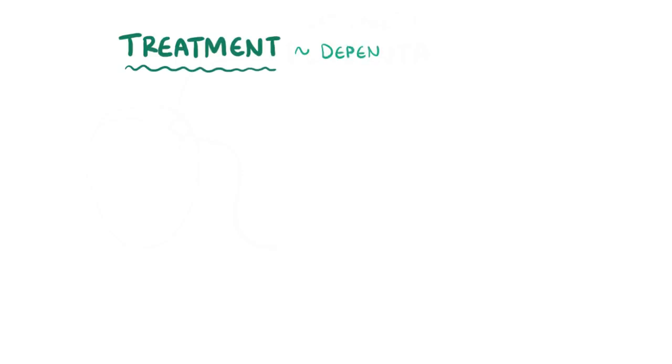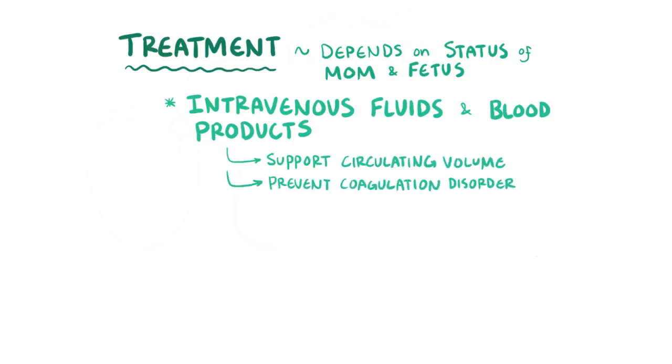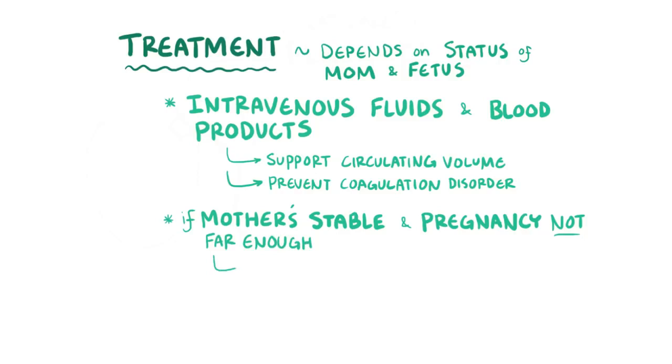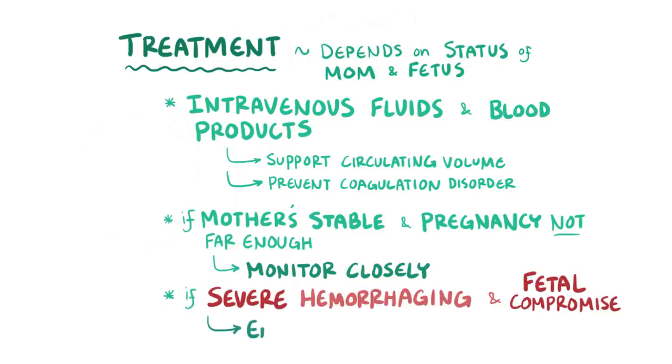Treatment depends heavily on the physiologic status of both the mother and the fetus, as well as the gestational age of the fetus. The main approach is to use intravenous fluids and blood products to support the circulating volume and prevent a coagulation disorder from causing problems. If the mother and fetus are stable and the pregnancy is not far enough along, then it might be ideal to monitor the pregnancy closely while the fetus develops. Alternatively, if the hemorrhage is severe or if there's evidence of fetal compromise, then an emergency cesarean section might be needed.